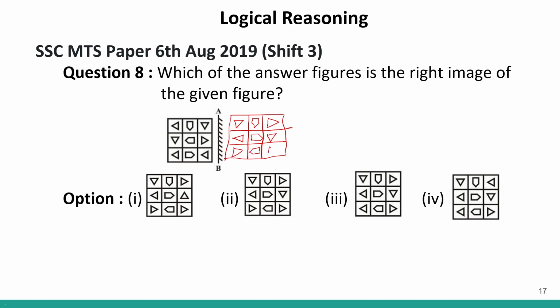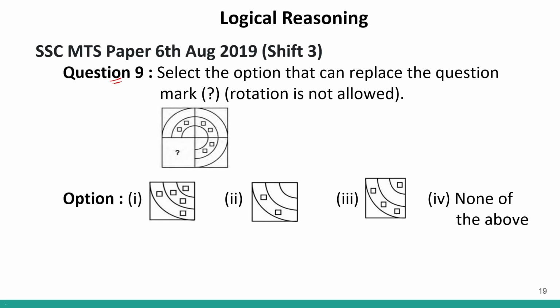And this will be opposite. So my row 3 will look something like this. And this is given in option number 2. Therefore, option number 2 will be the correct answer. Clear? Question number 9. In question number 9, I can see that we have an image like this.